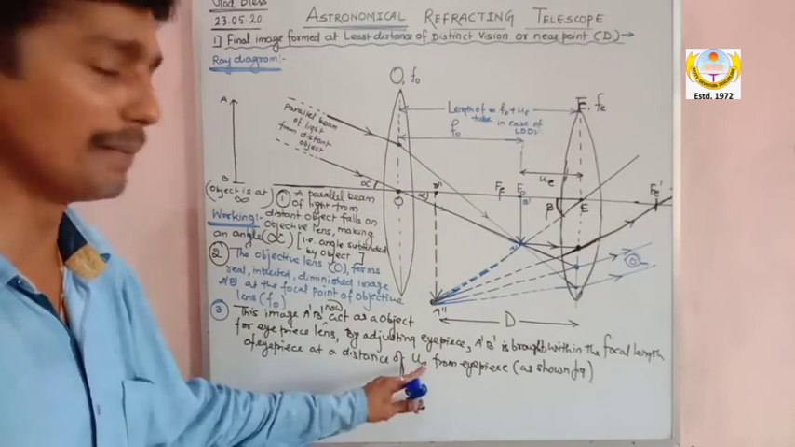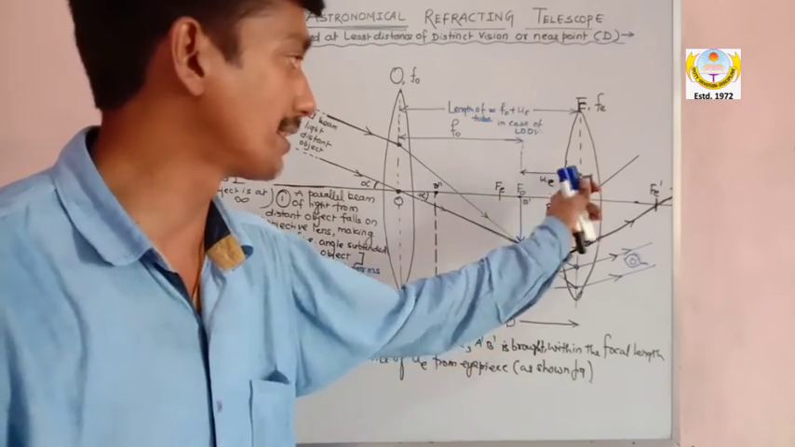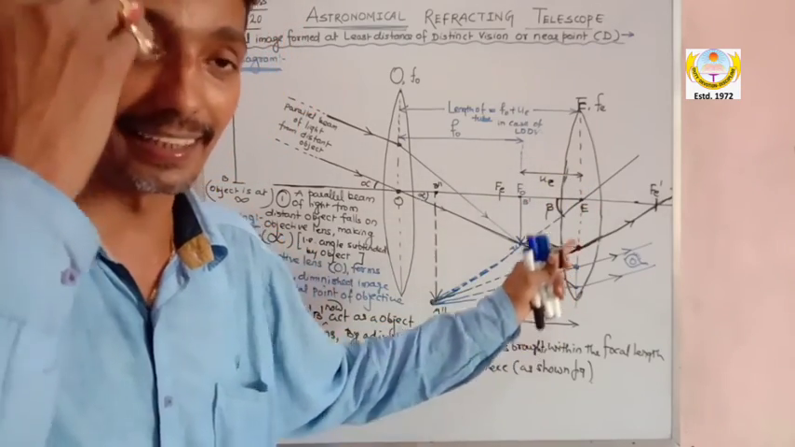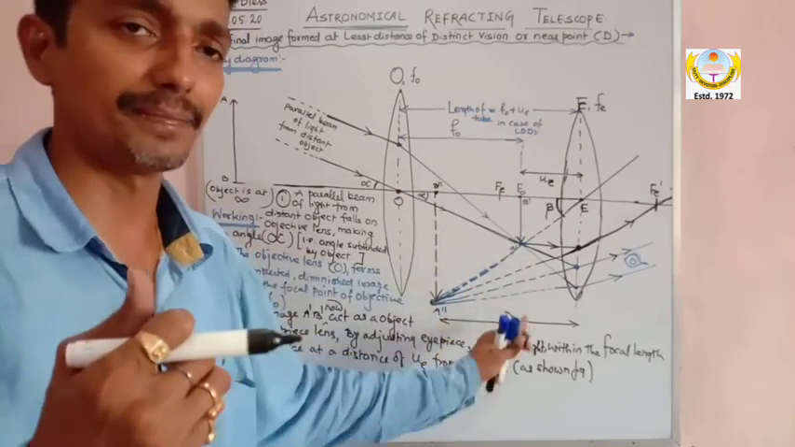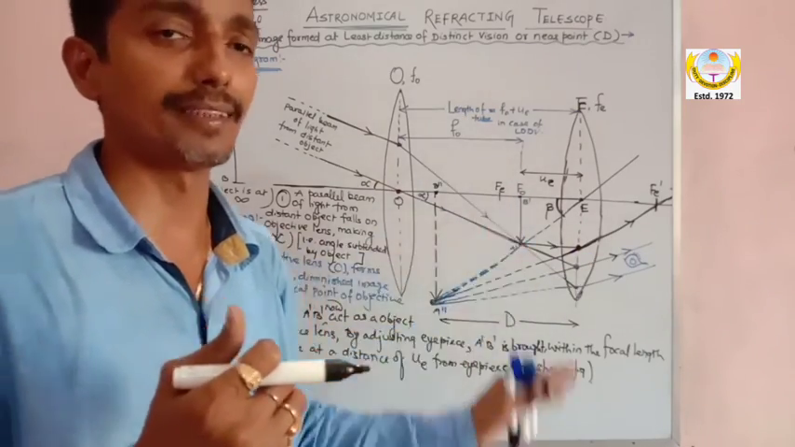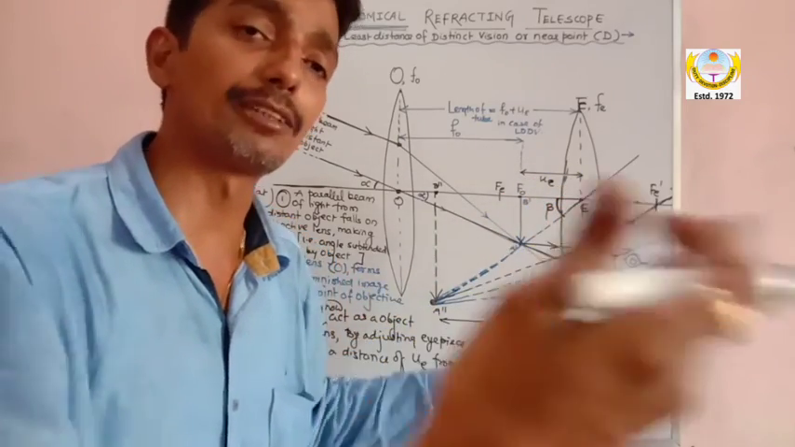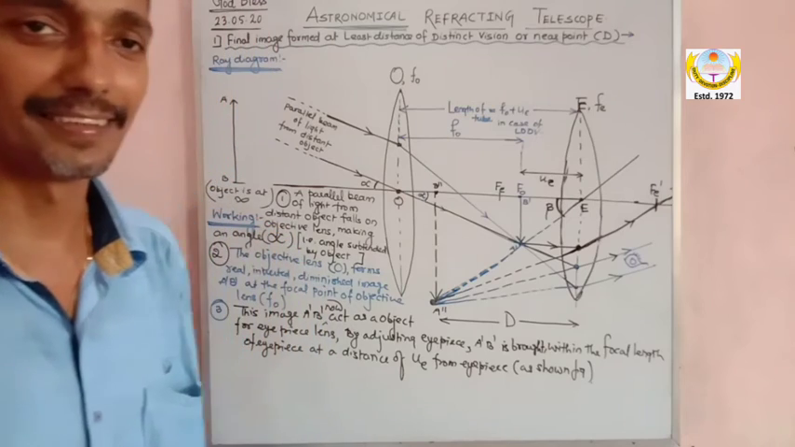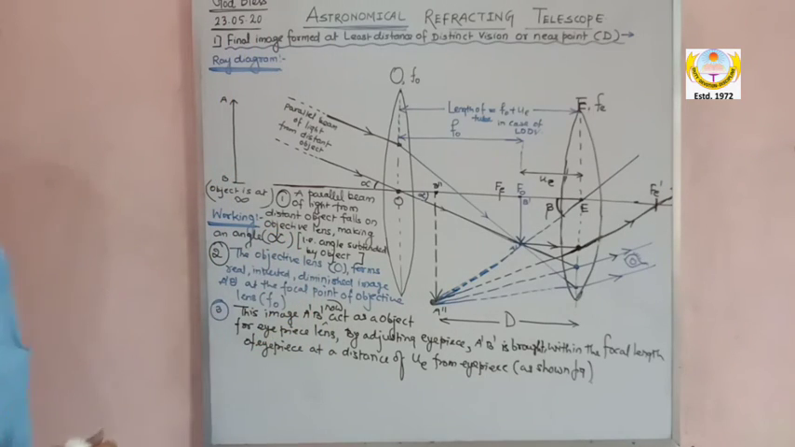In image at LDDV, this A dash B dash is brought within the focal length of the eyepiece at a distance of UE, and in the infinity case, when the image is at infinity, this A dash B dash will lie on the focal length of the eyepiece. That is, this distance UE becomes FE in the case of infinity. So this is my point number 3, and my last point, that is point number 4, my dear.